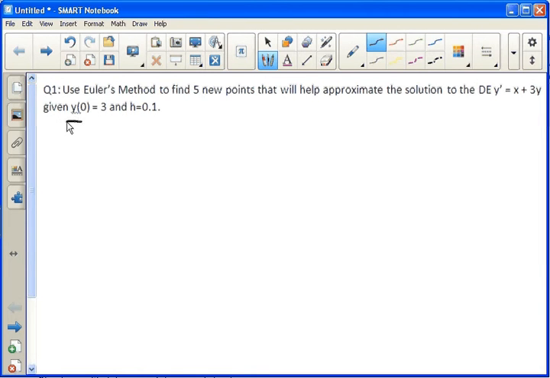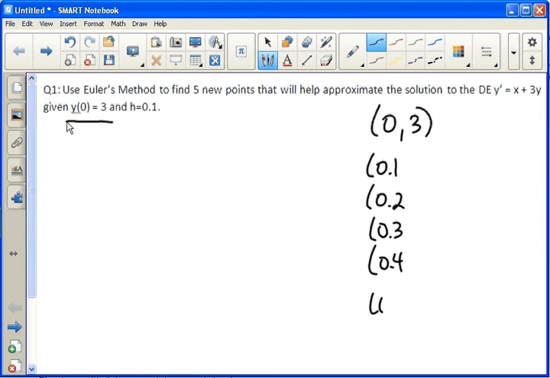We're given right here that we're going to start with the point 0, 3. We know we're going to go up by 0.1 each time, and we're asked to find 5 new points. So we'll go to 0.5. And the formula we use to find the y values for these points is y equals y1 plus mh. So to find our first one, we need to plug in the y value we currently have, which is 3.